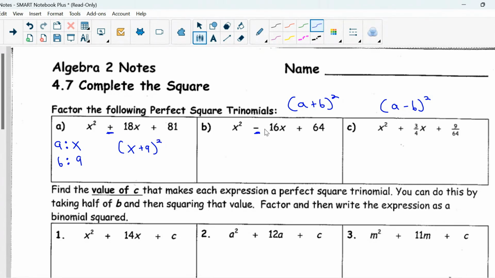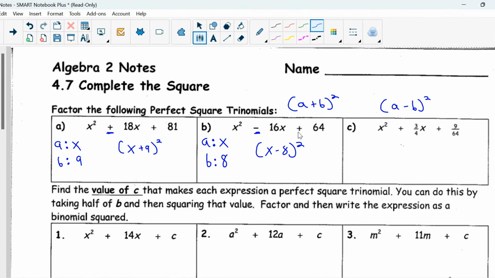Okay, very similar process for example B here. Remember, since we are subtracting our b value, we are going to use our second equation here. Our a value is the square root of our first term, which would just be x, and our b value is the square root of our c value, which would just be 8. So using our second form, that would give us x minus 8 squared.